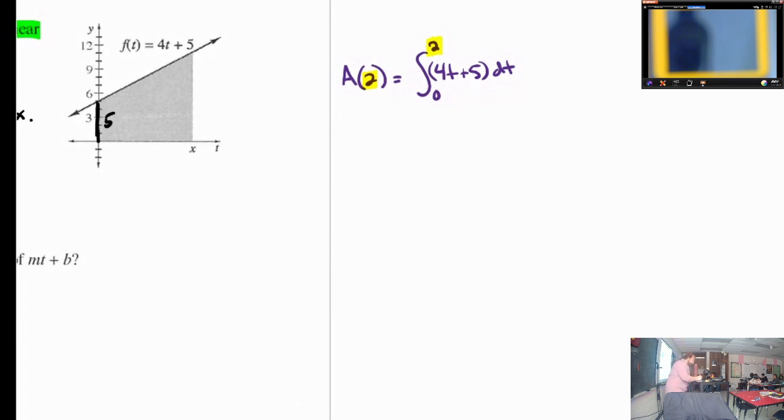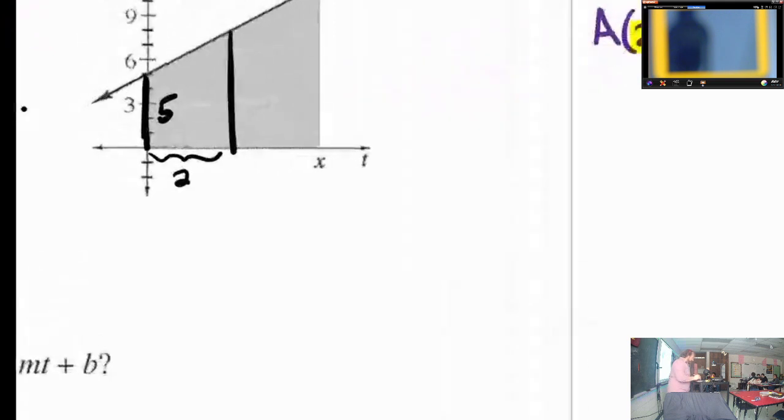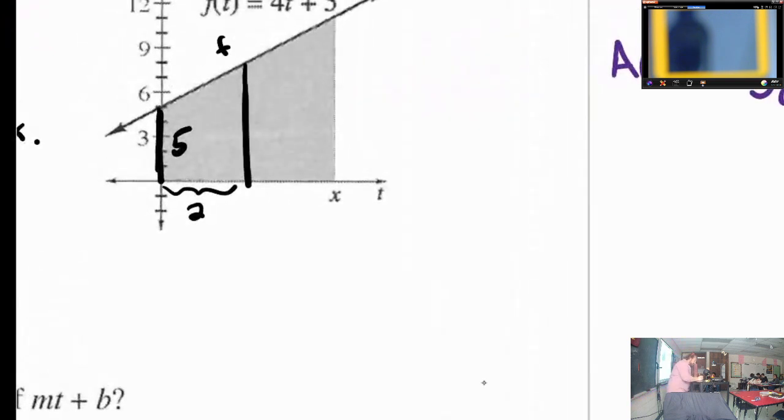The right endpoint. Let's think about that for a minute. First of all, we know that this is going to be 2. That's our width. And as far as figuring out the height of that point right there, all we really got to do is figure out what f of 2 is, which would be 4 times 2 is 8, 8 plus 5 is 13.